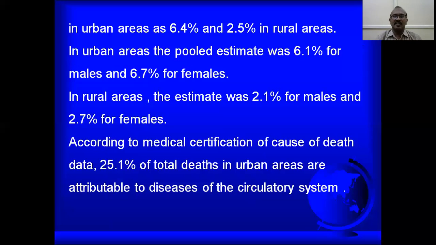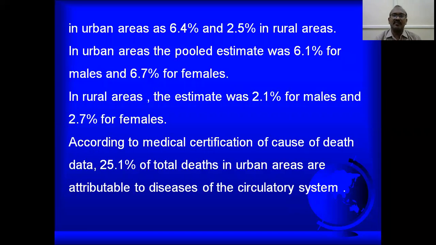In urban areas, the pooled estimates were 6.1% for males and 6.7% for females. So in urban areas, the pooled estimate tilts unfavorably towards females, citing more cases of CHD prevalence. Likewise, in rural areas, the estimates were 2.1% for males and 2.7% for females. So in rural areas also, there is a predilection for females, and definitely we find that in both urban and rural areas, females are more affected. More cases of CHD are found in females compared to males.